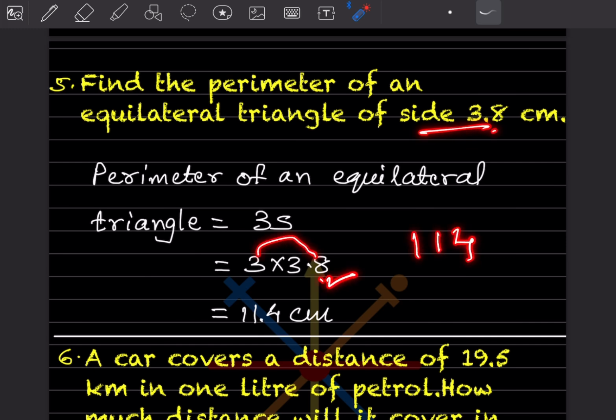So after one number, there is a decimal. So that will be 11.4 centimeter.